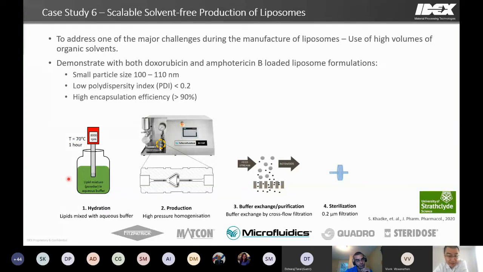So that's above the phase transition temperature of the highest transition temperature of all the lipid ingredients. And we need to ensure we hydrate them long enough. We did an hour mixing here. You can probably do a little bit longer, depends on the formulation. And we use a high shear mixer also to help hydrate the lipids.